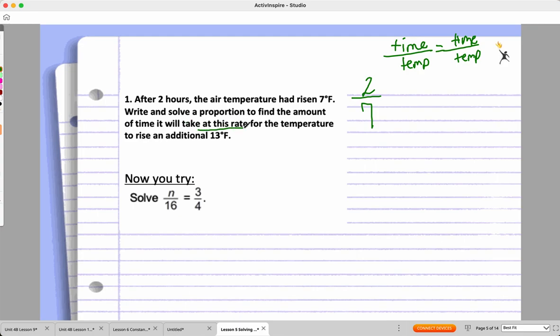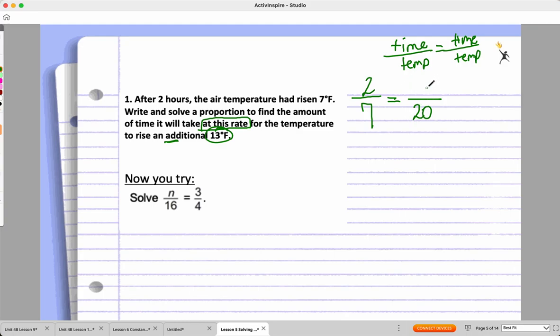As I read the rest, write and solve a proportion to find out the amount of time that it takes at this rate. This is the key right here. If it says this or it says it's proportional, then you know you've got it. It doesn't always have to say equal, but that's the key to telling you it's equal. For the temperature to rise an additional 13 degrees. So an additional 13 degrees over that 7 would be 20 degrees. It's a little tricky, but you've got to read it a little more carefully for that.